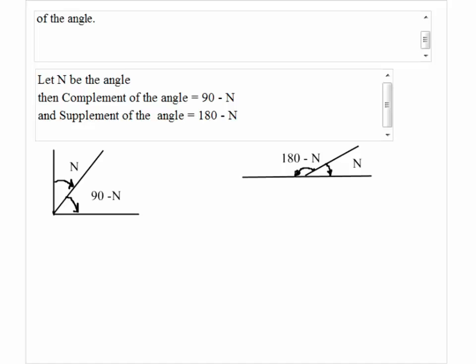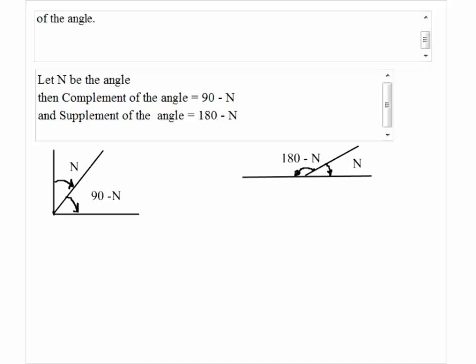The complement of an angle is 1/3 of its supplement. Find the measure of the angle. Well, let n be the angle that we're looking for. The complement of the angle would then be 90 minus n. Complement means when you have two angles that add up to 90 degrees. So if one of them is n, the other one must be 90 minus n. For supplement, if two angles add up to 180 degrees, if one is n, the other one must be 180 minus n.